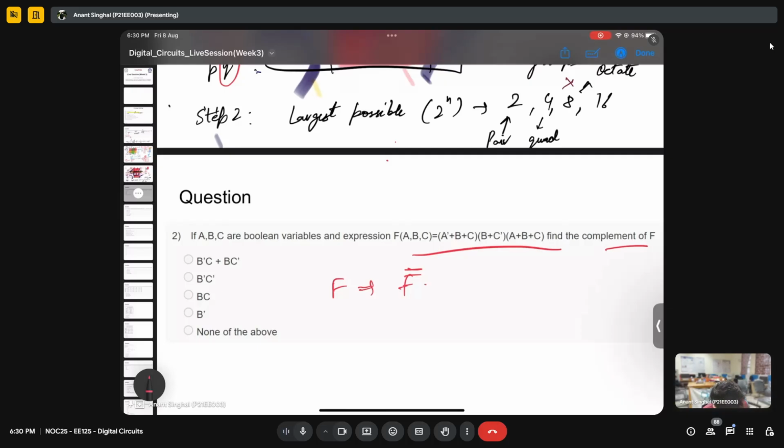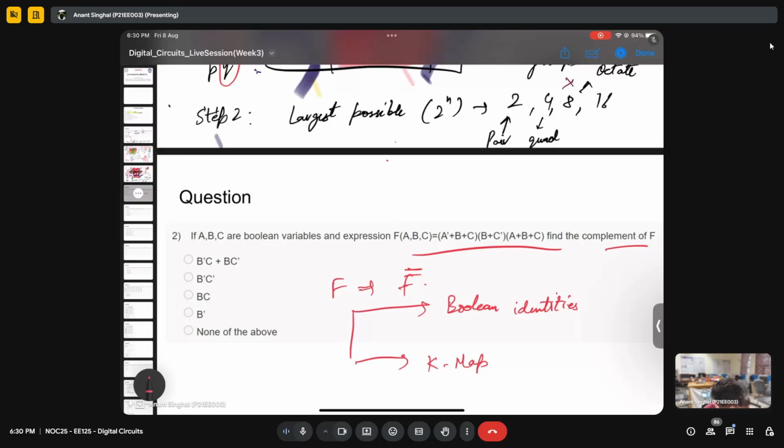First of all, there can be two ways, as I said, to minimize. One can be Boolean identities, which we have somehow covered in the last lecture also, and one is K-map. So you can use any method to minimize this.